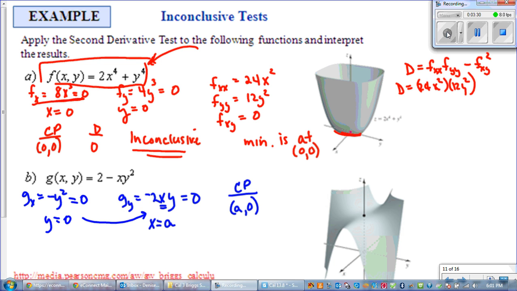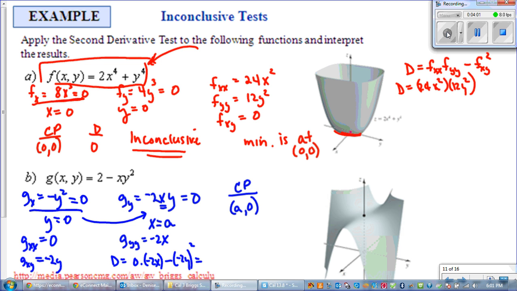So now let's look at the second derivative test. We have the second partial with respect to x is 0. The second partial with respect to y is negative 2x. And we have the partial with respect to xy. Take the derivative of this now with respect to y, it's negative 2y. So our discriminant will be 0 times negative 2x minus negative 2y squared, which comes out to be negative 4y squared, which when you plug in the point (a, 0), the discriminant comes out to be 0. So again, the second derivative test is inconclusive.